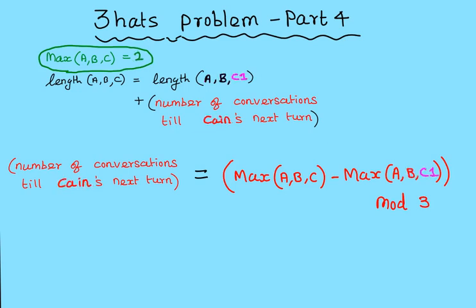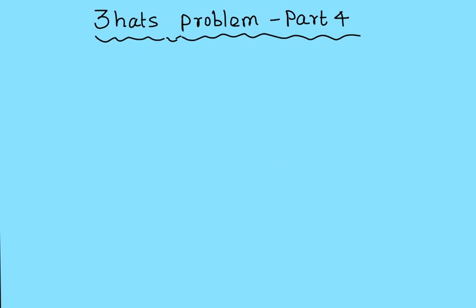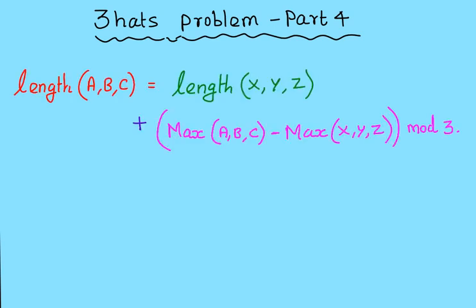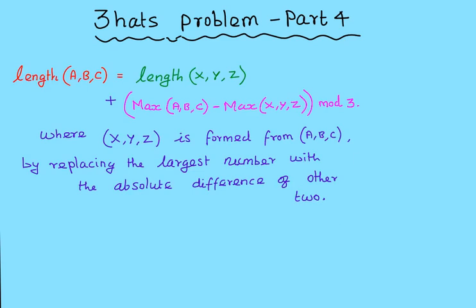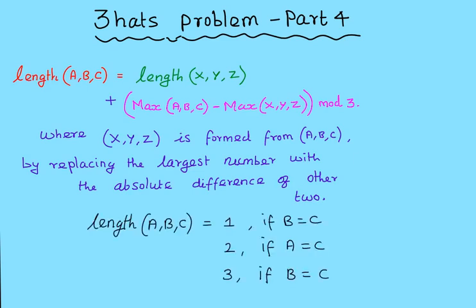We can combine all of them into a single equation: length of ABC is equal to length of XYZ plus max of ABC minus max of XYZ mod 3, where XYZ is formed from ABC by replacing the largest number with the absolute difference of the other two. So this, together with the initial conditions, is all they need to play out their strategies. Now let us see how they play the game.